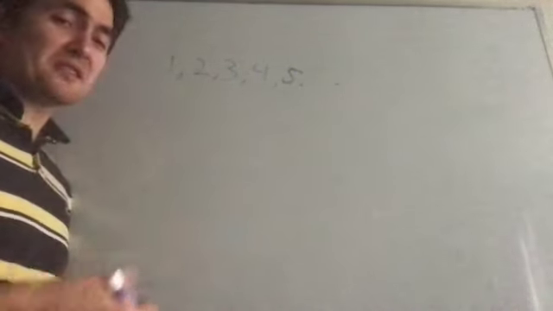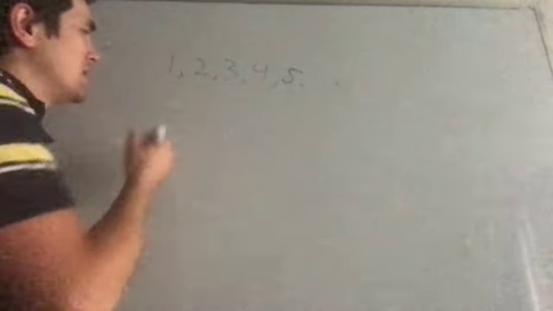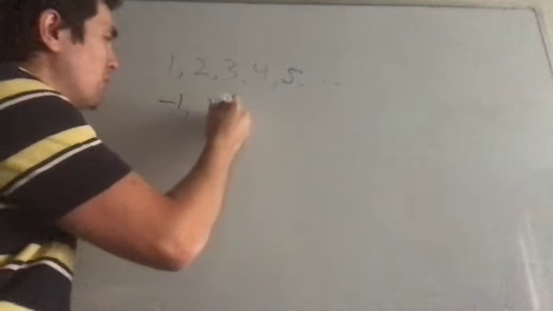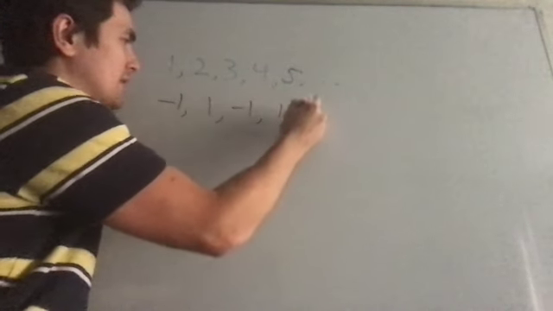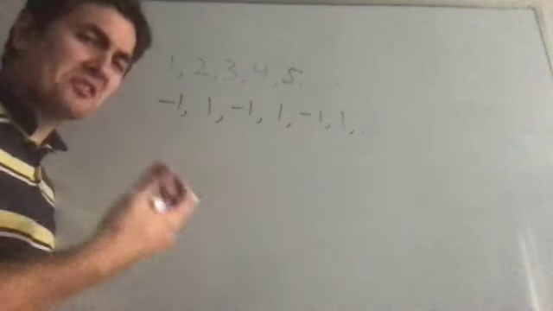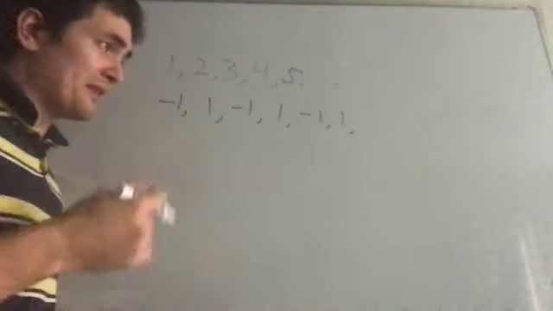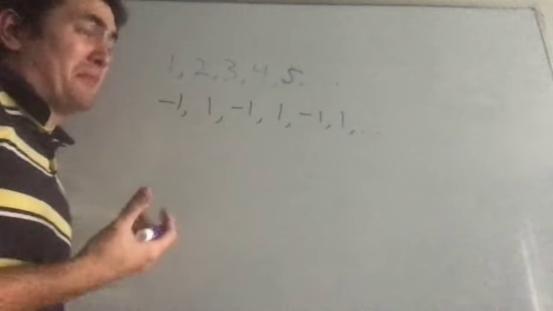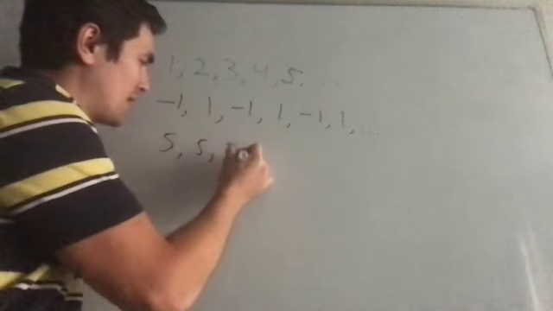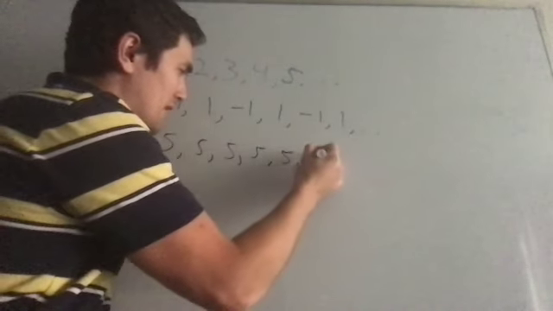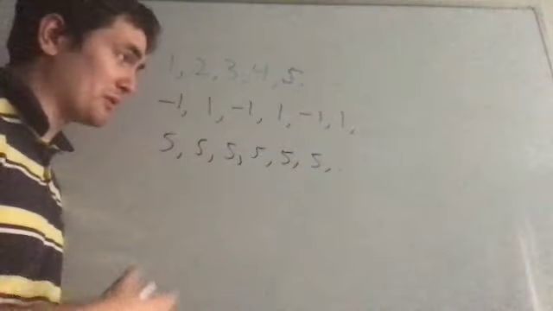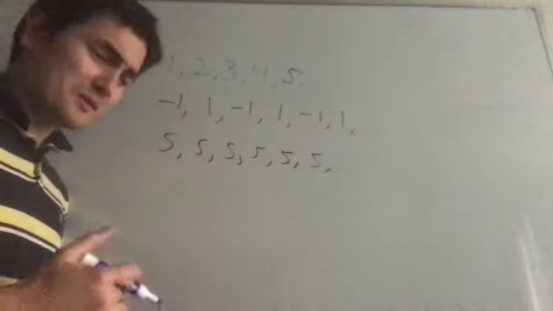What's another basic example of a sequence? How about this one? Negative 1, 1. Negative 1, 1. It's a list of numbers that goes on forever, and it just keeps going back and forth, back and forth. That's another sequence. How about this one, which is pretty funny? 5, 5, 5, 5, 5, 5, all the way on into infinity. That's a list of numbers that goes on into infinity. This is an example of a sequence.